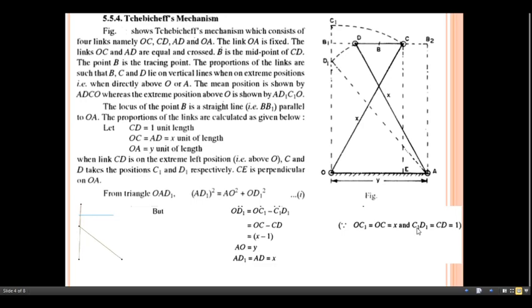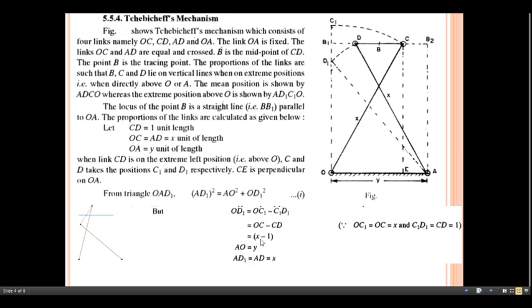And here C1D1 is nothing but CD, the displaced length. Because of the circular path followed by both these points, the length of C1D1 and the length of CD is whatever we considered here, unit length. So C1D1 equals CD equals 1. So we can get OD1 equals X minus 1 from this relation. We know OC is nothing but X and CD we considered as unit length. So you can get OD1 equals X minus 1.